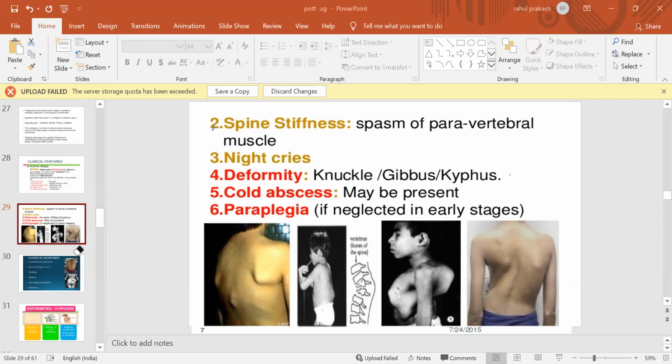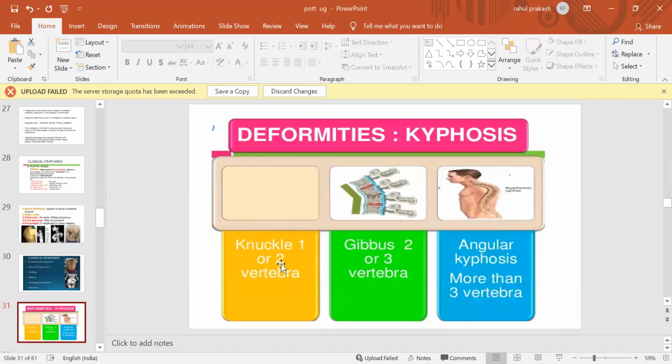So night cries is done, cold abscess is done. Now you move to the other thing. This is your knuckle kyphosis I just told you. Knuckle, gibbous and kyphosis. Kyphosis is a broad structure; it means the whole spine structure, the overall spine shape. Knuckle, remember from N, N is 1. If there is an issue of a single vertebra or two vertebrae causing an angular deformity, that is known as knuckle. If 2-3 vertebrae together make it, that is known as gibbous.